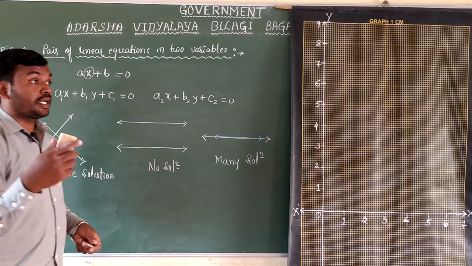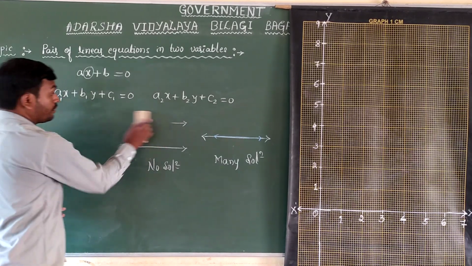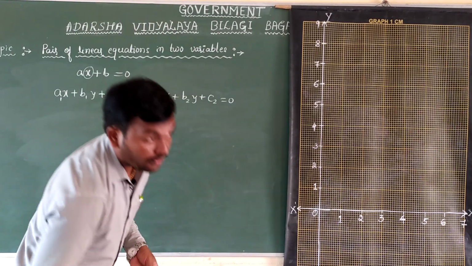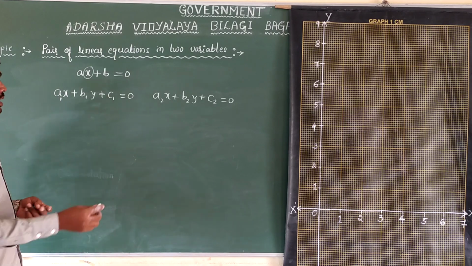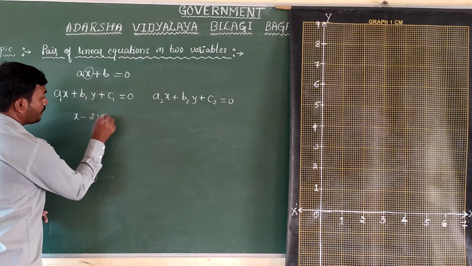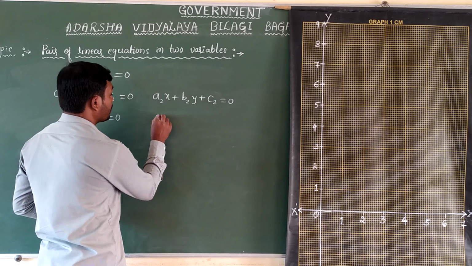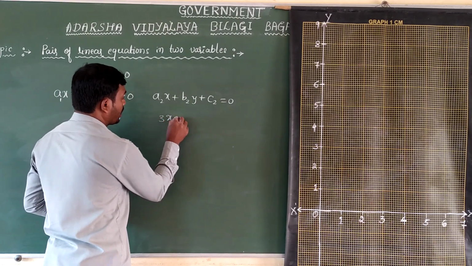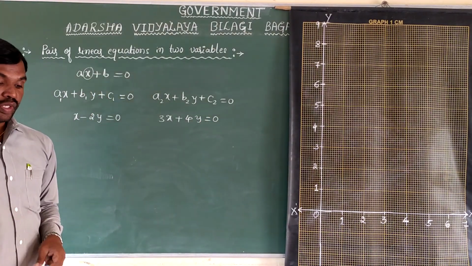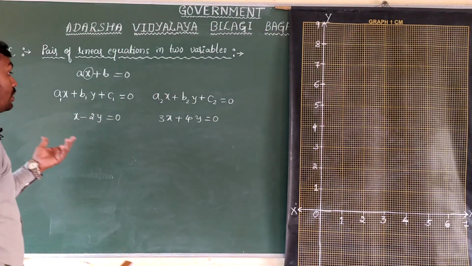To understand this one, let us take some examples. I will take the example for the first one. When a pair of linear equations is taken and solved graphically, what happens, whether the two lines intersect each other or not. Let us take the first example, that is x minus 2y is equal to 0. It is the first linear equation in two variables. The second equation I have taken here is 3x plus 4y is equal to 20. First we need to find the solution for both the equations.